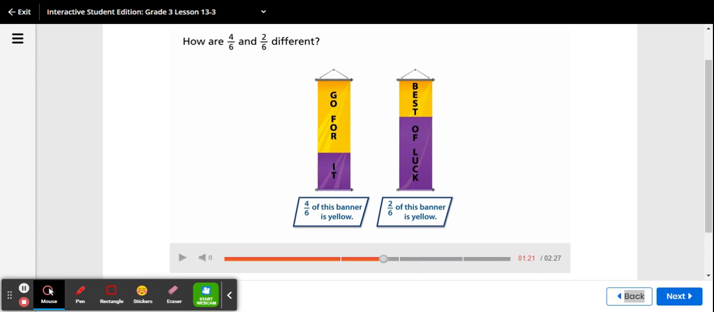So that is giving us the number of parts that we have. So while they have the same number of equal parts, we're talking about a different amount of each one. So they are different because our numerators are different. Both have different numerators, or different equal parts that are described.